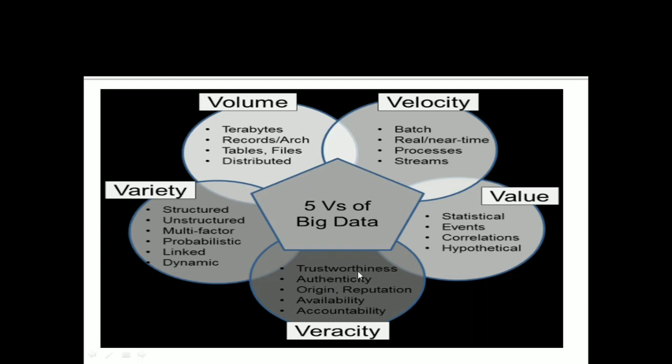Veracity deals with the trustworthiness, meaning whether the data that we have collected is useful or not, whether that data needs authentication, how the data originated, whether the data is available, accountable. All these things related to the uncertainty are covered under the veracity. And the variety deals with different types of data. So it can be structured data or unstructured data or multi-factor data or linked data and so on.